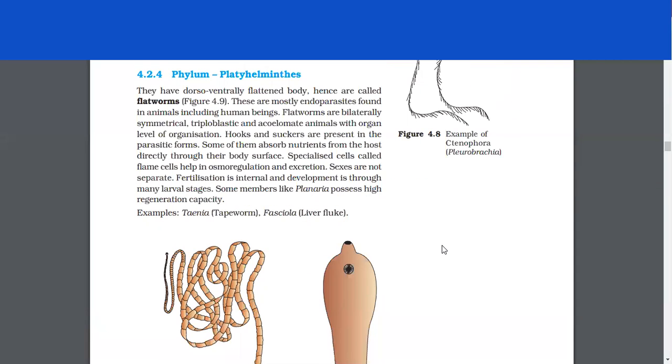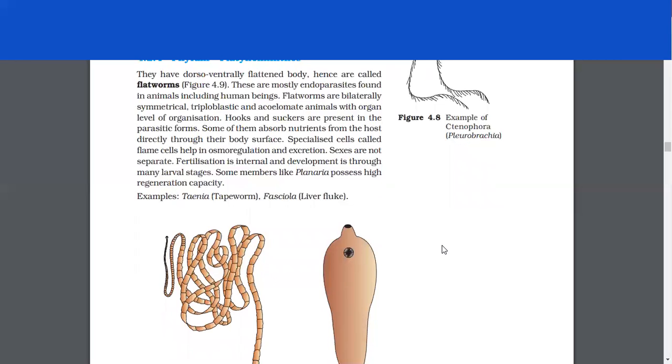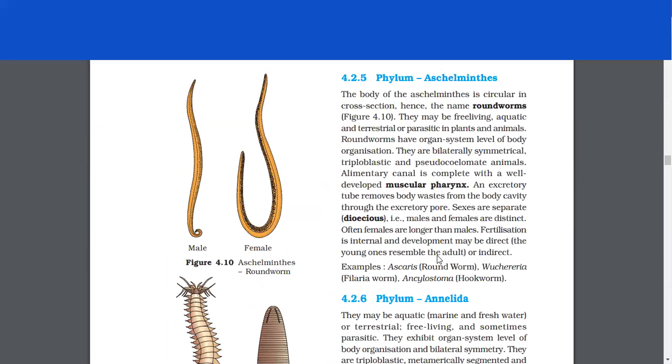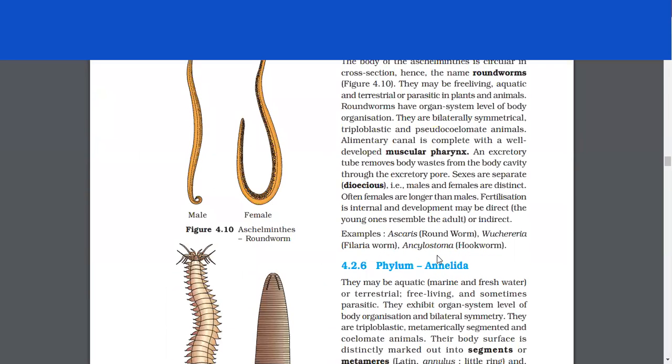Sexes are not separate. Fertilization is internal and development is through many larval stages. Some members like Planaria possess high regeneration capacity. Examples: Taenia, Fasciola. Phylum Aschelminthes. The body of the aschelminthes is circular in cross-section, hence the name roundworms. They may be free-living, aquatic, and terrestrial or parasitic in plants and animals. Roundworms have organ system level of body organization.